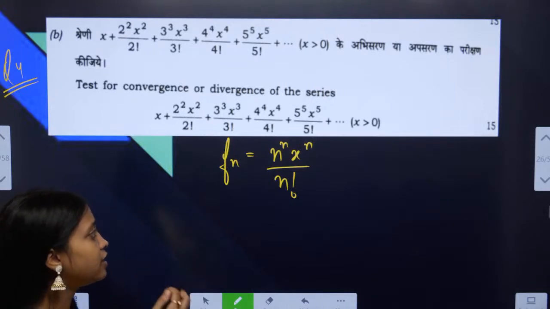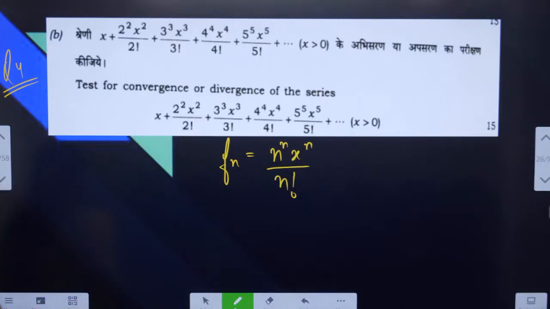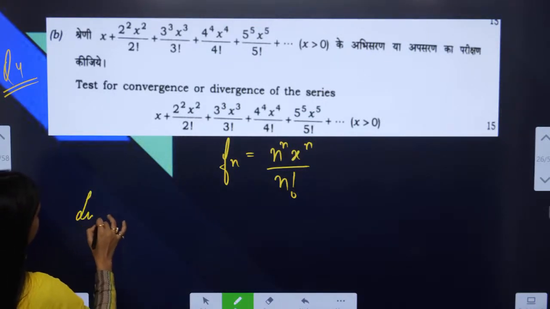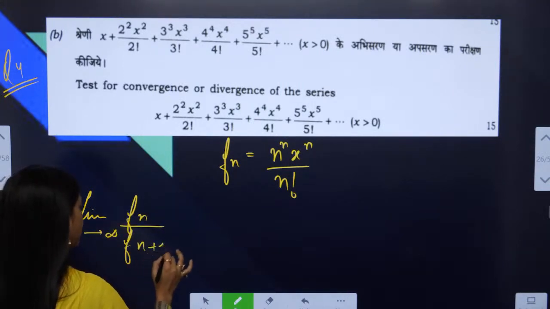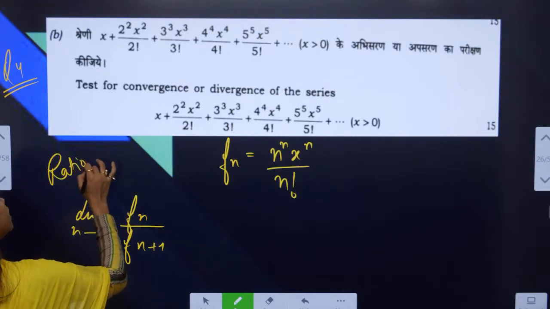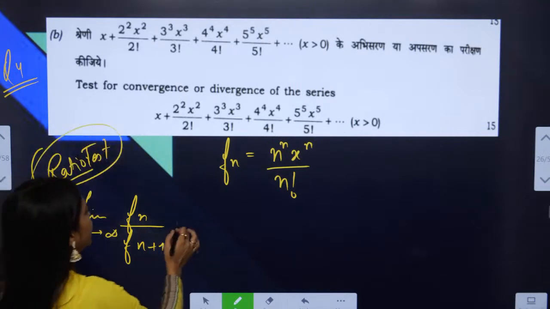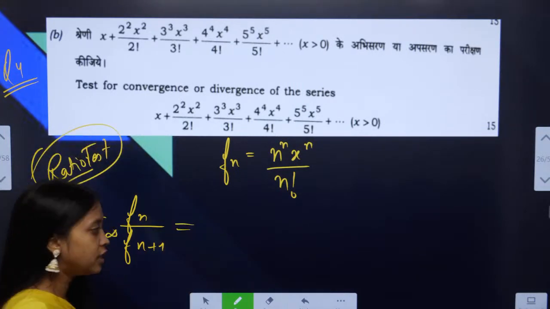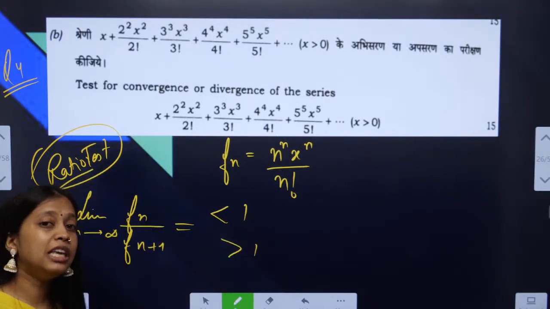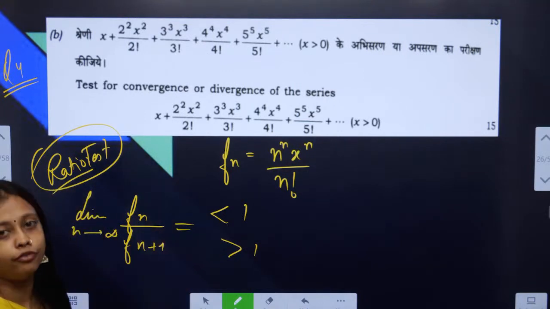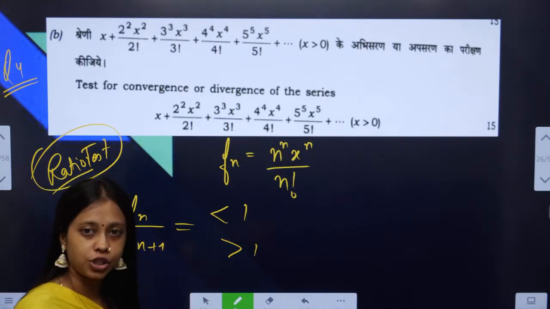I think the ratio test will do the job. For the ratio test, you take the limit as n tends to infinity of f of n upon f of n plus 1. Apply the ratio test over here and you will get an answer for less than 1 and greater than 1, where you can apply the condition. But for equals to 1, you have to consider a different case. For equals to 1, there cannot be a direct deduction.